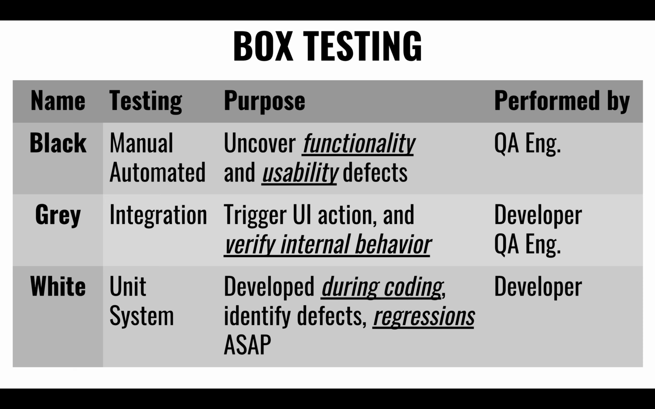Now, these box types of testing have different purposes. They're performed by different folks, right, and are associated to different types of testing that folks might accomplish on the application. For instance, for black box testing, there are different types of testing that fall in this category. Right? For instance, manual testing and automated testing both are specific examples of black box testing.